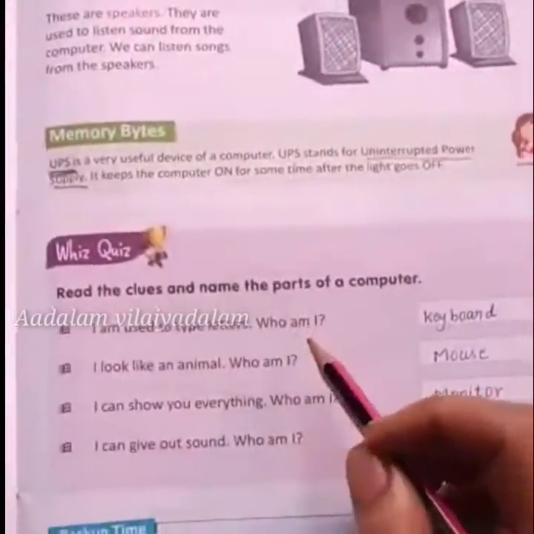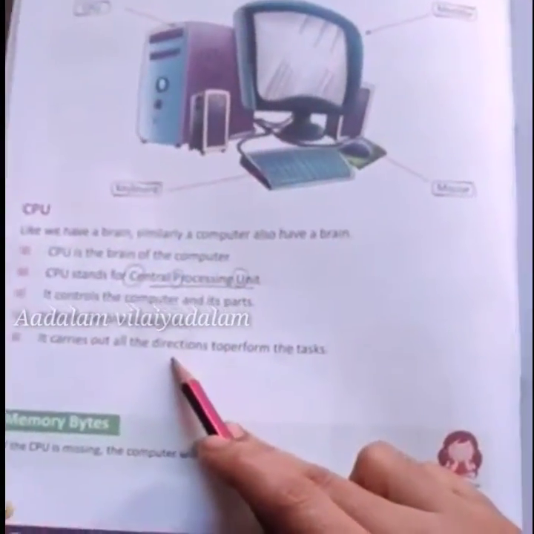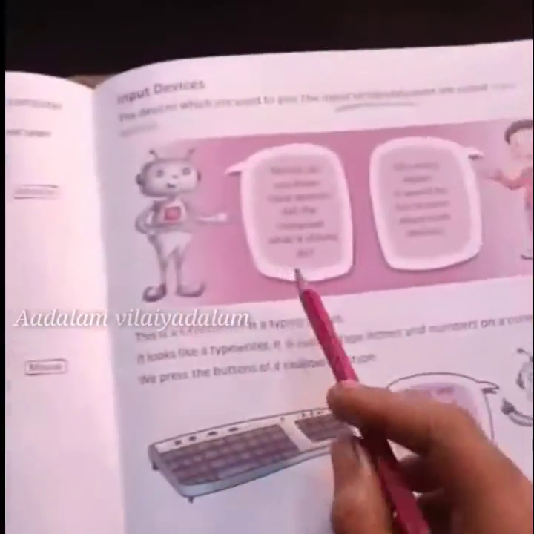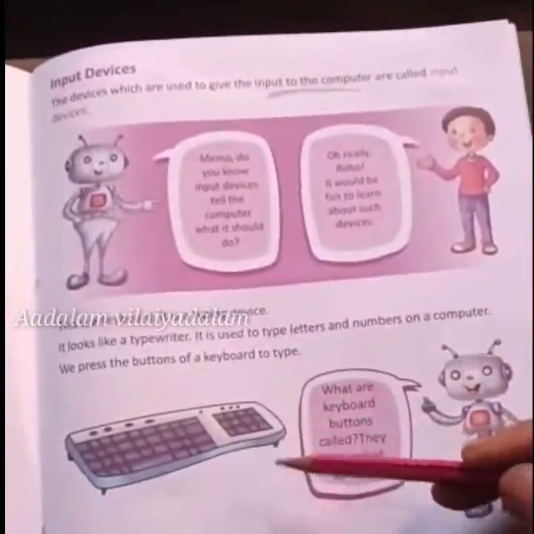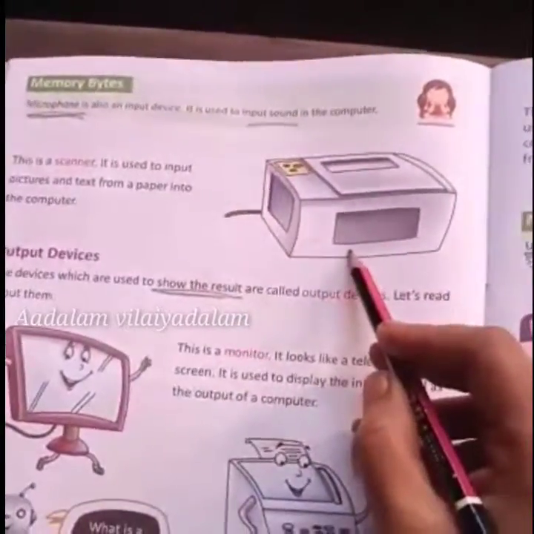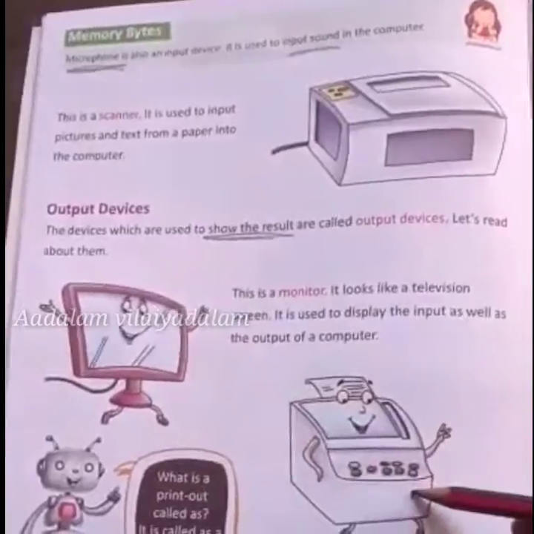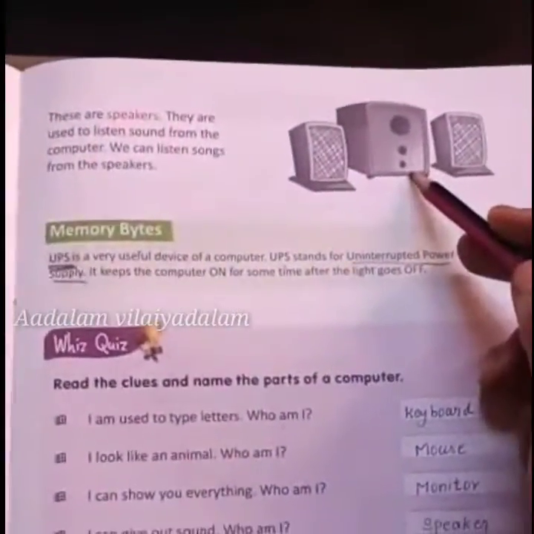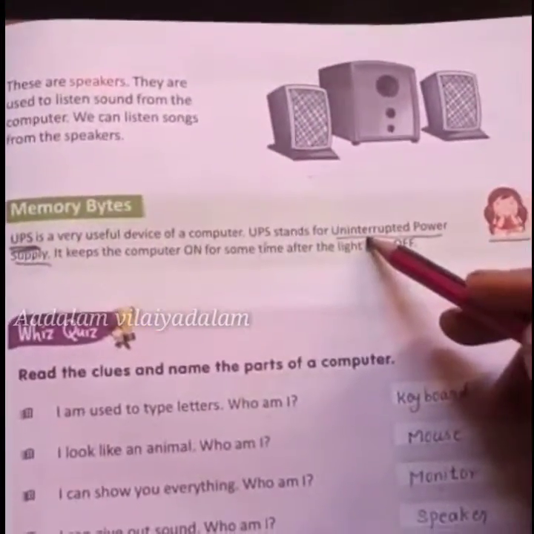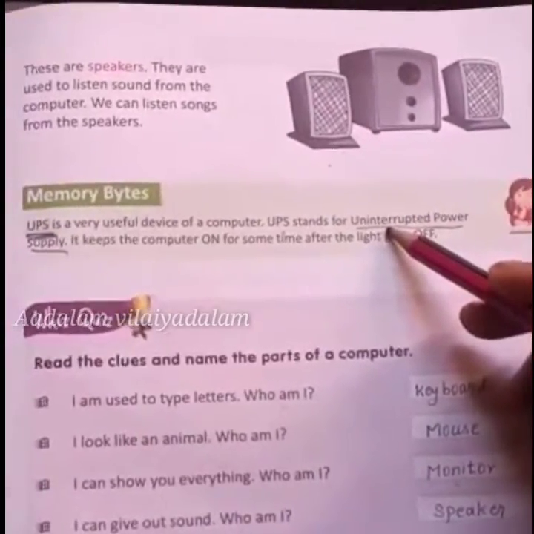Okay children, in this lesson we saw about the CPU first, a processing device, and then input devices: keyboard, mouse, microphone and a scanner, and then output devices: monitor, printer and a speaker. UPS is one of the main devices of your computer.